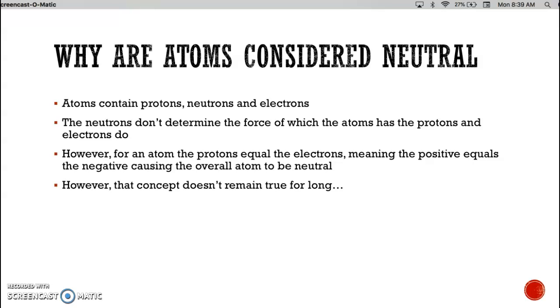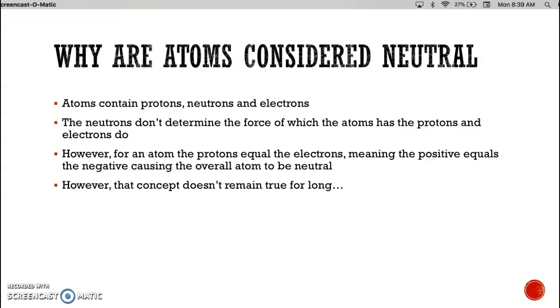Now, as you know, the neutrons are neutral charge. They have no charge, meaning they don't determine the amount of charge the atom has, right? The protons and electrons do. Now, as of the moment, the number of protons equals the number of electrons.